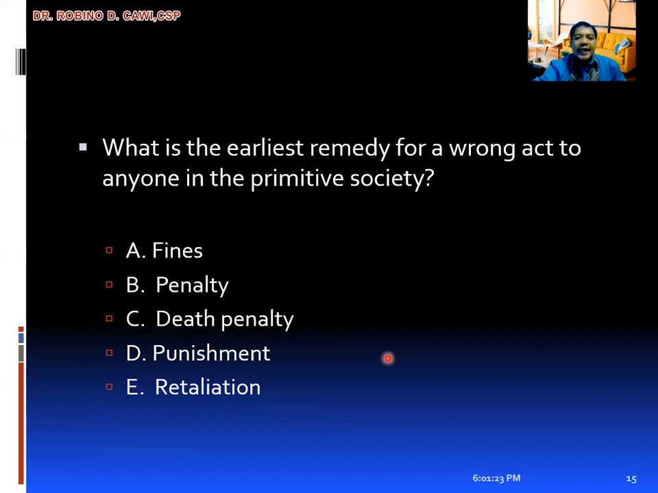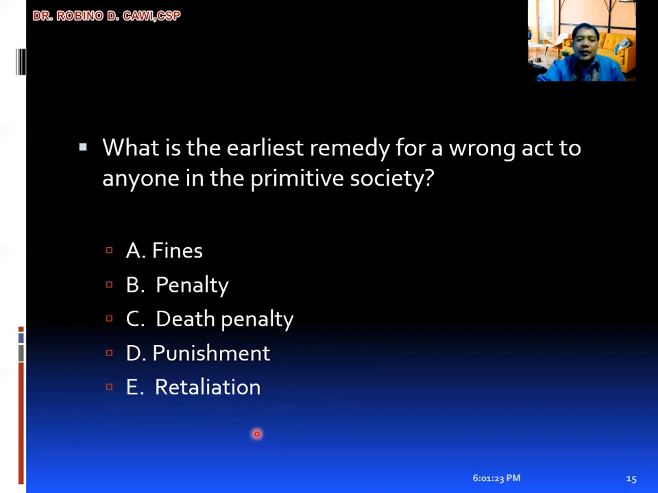What is the earliest remedy for a wrong act to anyone in the primitive society? As we have made mention a while back, in the absence of a society, in the absence of a government that controls the affairs of the people, these people in the earliest time already had an idea on how they would exact justice. And that is by means of retaliation.